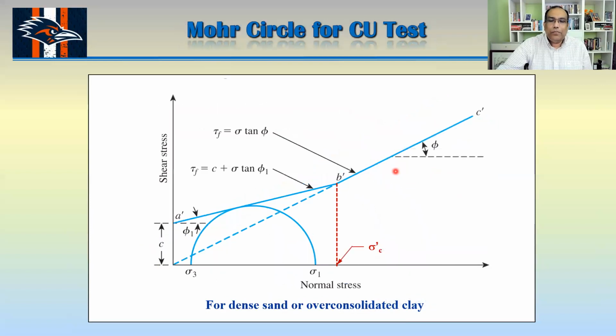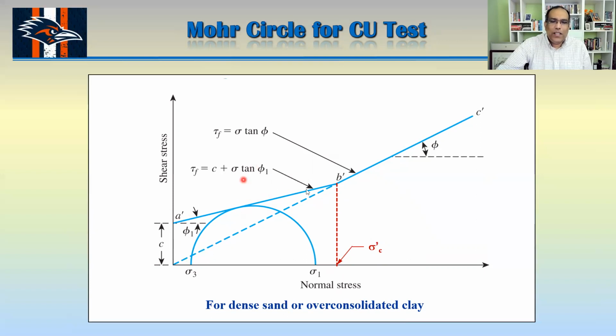Now let's see what happens for the Mohr circle of a CU test on over consolidated clay, okay? So over consolidated clay, you can see here, this is your sigma 3, meaning your pre-consolidation pressure. So before the pre-consolidation pressure, this one will show you the normal stress is pre-consolidation pressure here. So you show this one is like this line, and after that, this one follows this line here, okay?